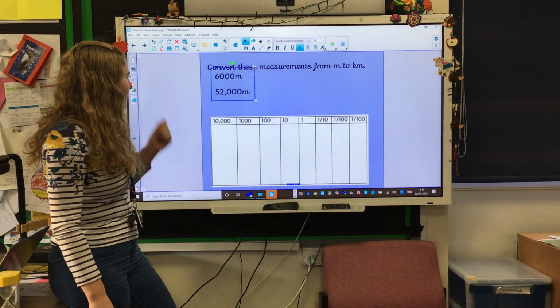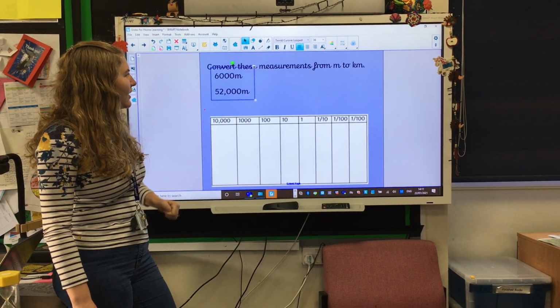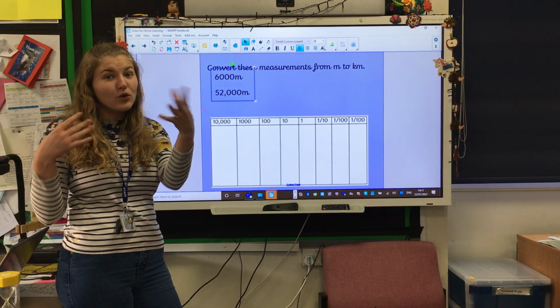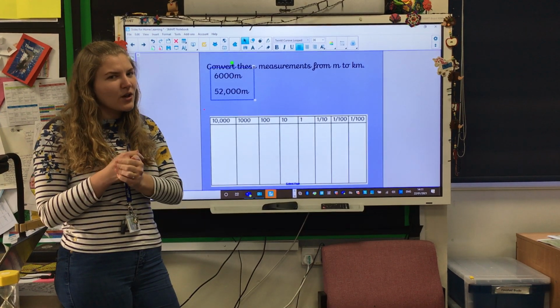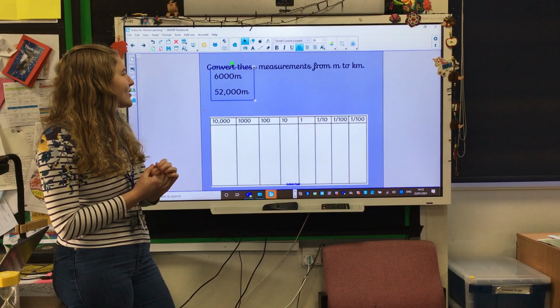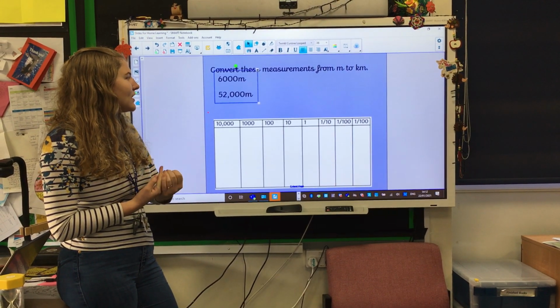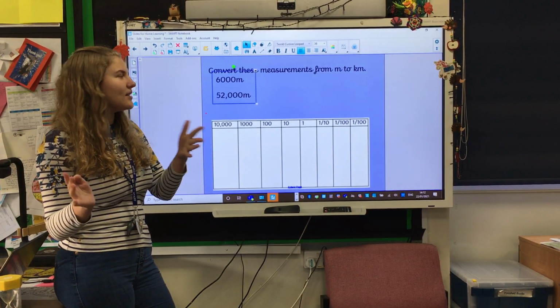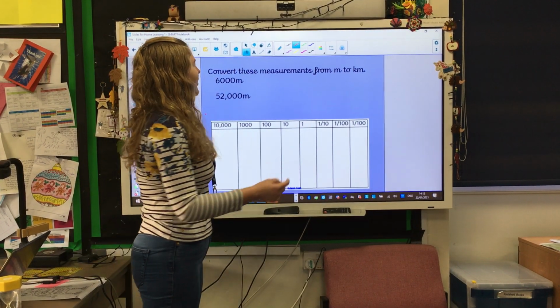So to begin with, we are going to recap our learning of converting from metres to kilometres. We have done this loads of times, you should find this super duper easy. So have a look, our first one is 6,000 metres. How would I convert that to kilometres? I wonder. Let's have a go.